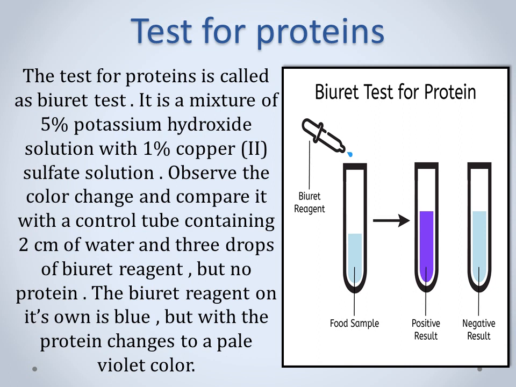It is a mixture of 5% potassium hydroxide solution with 1% copper 2 sulfate solution. Observe the color change and compare it with a control tube containing 2 cm of water and 3 drops of Biuret reagent, but no protein. The Biuret reagent on its own is blue, but with protein it changes to a pale violet color. As you can see in the picture, we have a food sample in light blue color. When we added the Biuret reagent, the positive result is the pale violet color, and the negative result means that there is no protein and it has not changed its color.